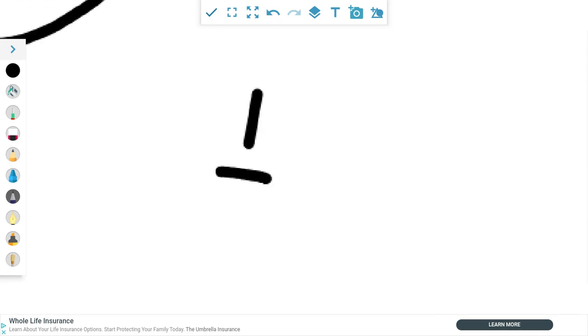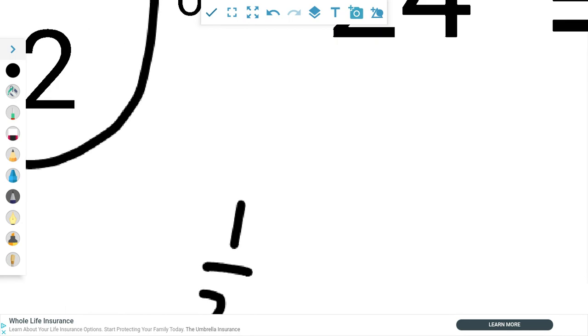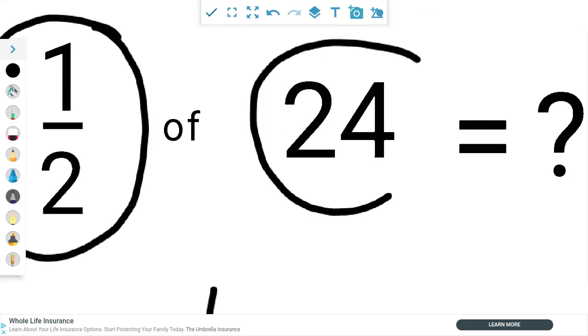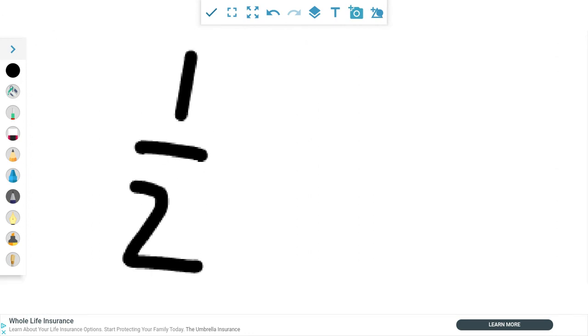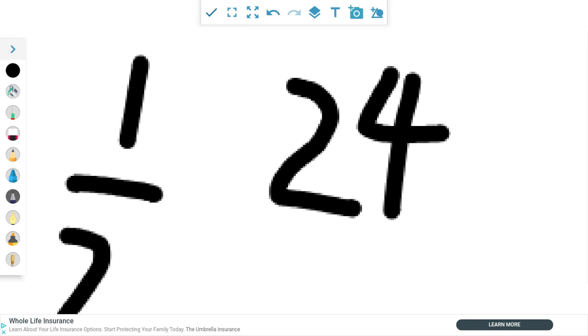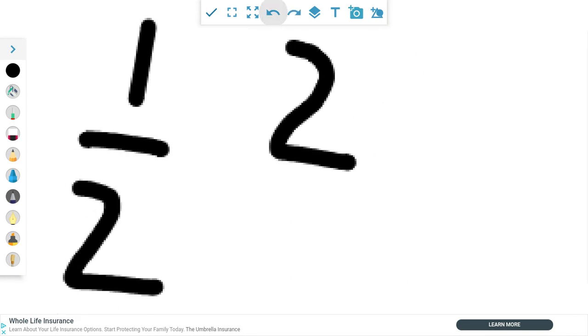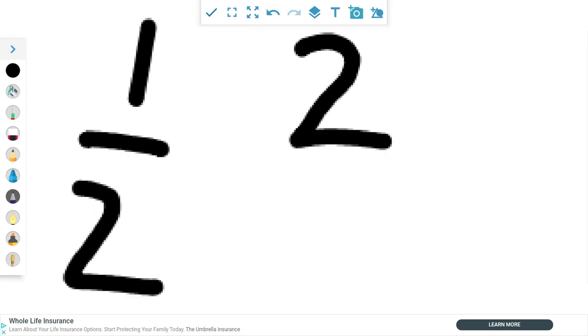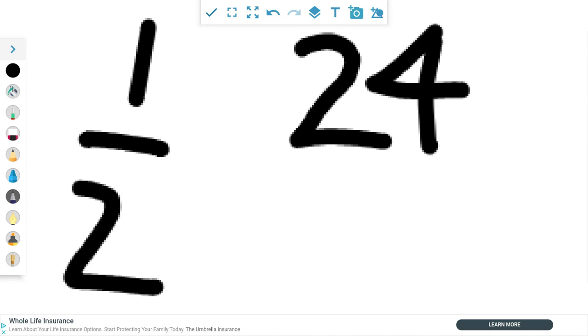So half and 24. So 1 over 2 and 24. Now you might be wondering, strange, does 24 look like a fraction to you? Well, of course not, because that's a number. And if you were thinking the same, you might be wondering, how do we make 24 a fraction?